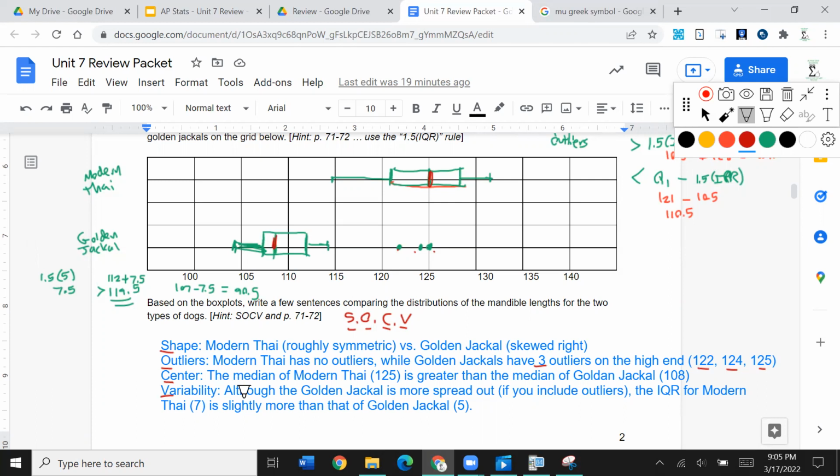And for the variability, we're going to be talking about the spread. You can talk about the overall range. Obviously, the golden jackal, if you include the outliers, is definitely more spread out. But if you're just talking about the IQR, for the modern Thai, 50% of its data is between Q1 and Q3, and that's actually a little bit more than that of the golden jackal. So when comparing distributions, especially with outliers, it's important to use IQR because that's resistant to outliers. So that's a good measure of spread there.